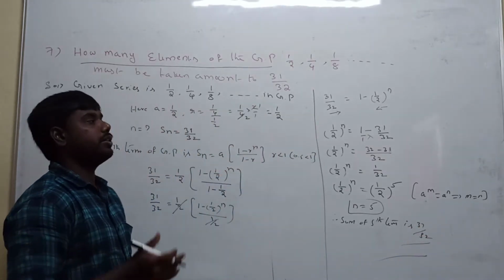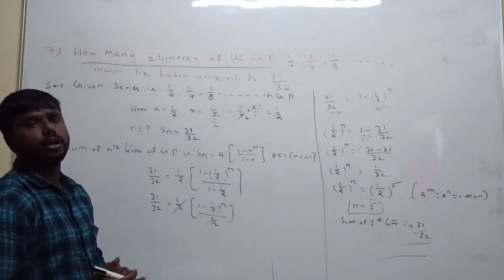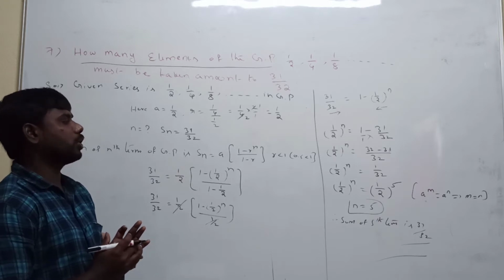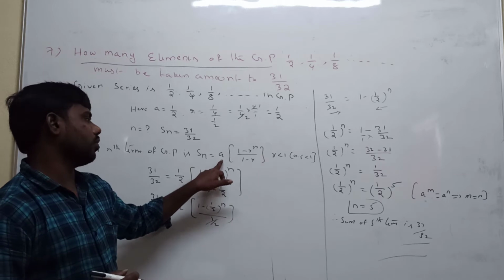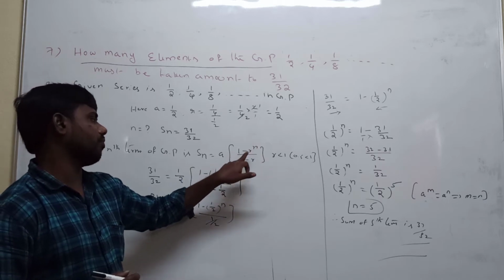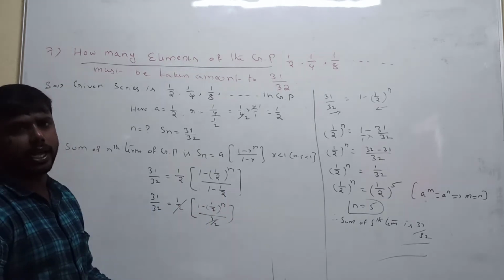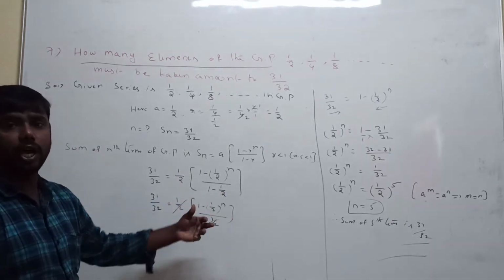Everyone understood? They have given one sequence and the total sum, and we have to calculate the number of elements in the geometric progression. Which formula is suitable here? r is less than 1, so Sn = a(1 - r^n)/(1 - r). For 1 minus 1/2 we can take the LCM, and finally we get 1/2. That's why 1 minus half is half only.